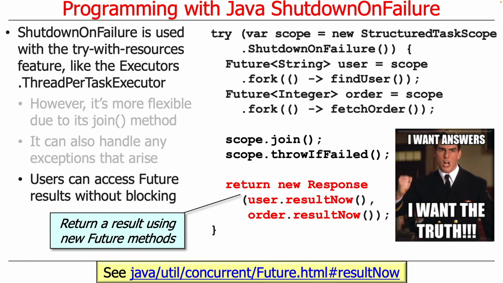We've got the results. And now what we're going to do is make a new response to the request where we're going to say, take the results from the user, take the result from the order, and make a new response and send that back. And notice that we're using a new method that was defined in recent versions of Java called resultNow.